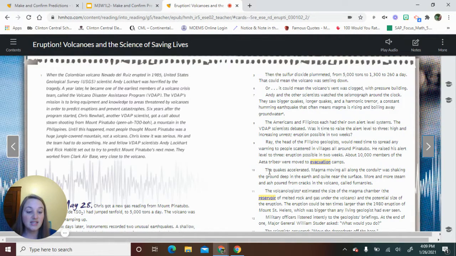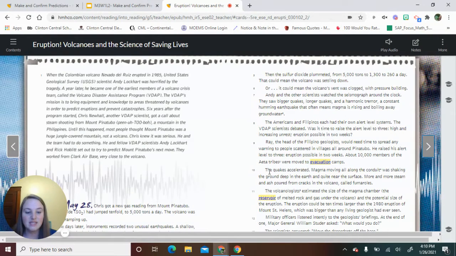Andy and the other scientists watched the seismograph around the clock. They saw bigger quakes, longer quakes, and a harmonic tremor, a constant humming earthquake that often means magma is rising and boiling away groundwater. Ooh, I see a little 2, so I'm going to look at the bottom of the page. 2 is groundwater, water found underground in the cracks in sand, soil, and rocks.